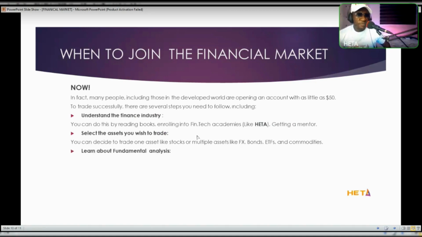So number 3, you need to learn and understand fundamental analysis. Very important. So when we say fundamental analysis, a lot of people wouldn't really understand what it is. So let me tell you what it is. It refers to using news and economic data to predict the future movement of an asset. So that's what fundamental analysis is.